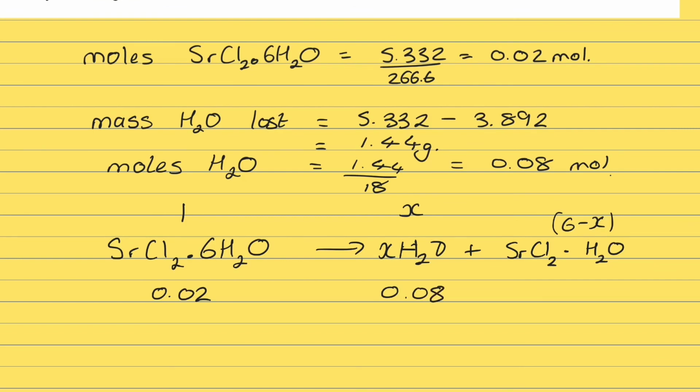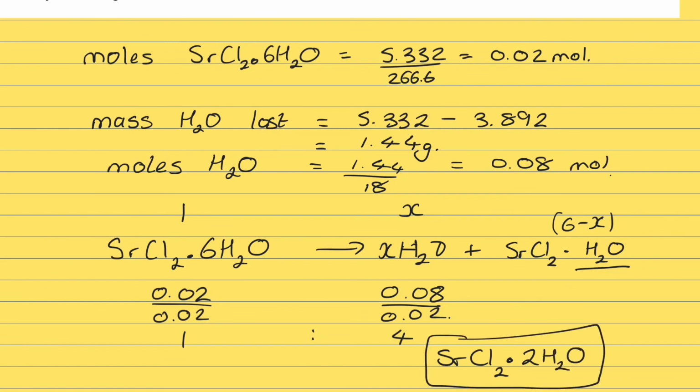So let's get this into a number that we can deal with. Divide by the smallest, as usual, which gives us a ratio of 1 to 4. If I know that I had 4 moles of water, then it follows that I must have had 6 minus 4 moles left, which gives us the formula SrCl2.2H2O. And that is the formula of what's left.